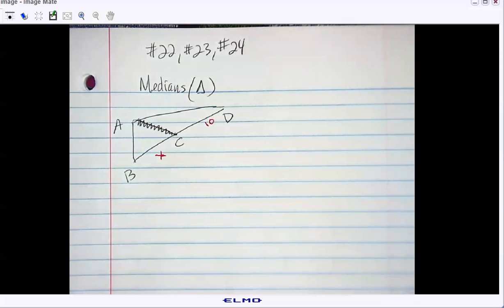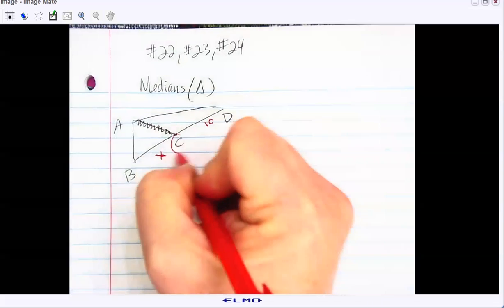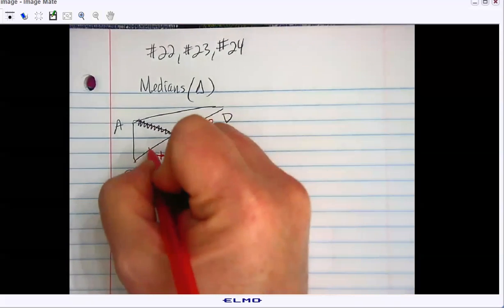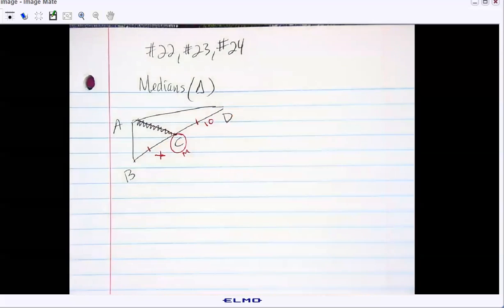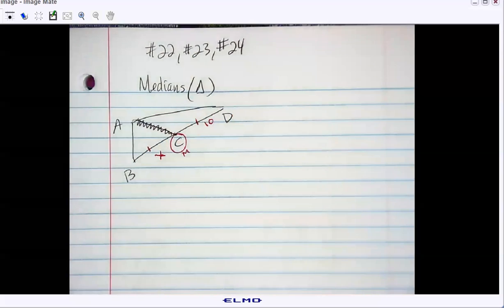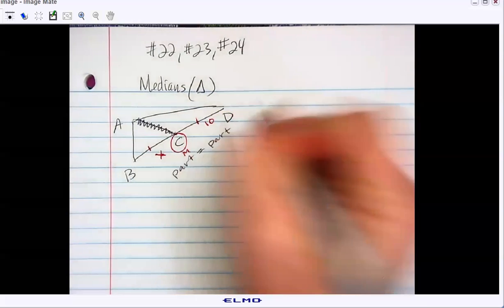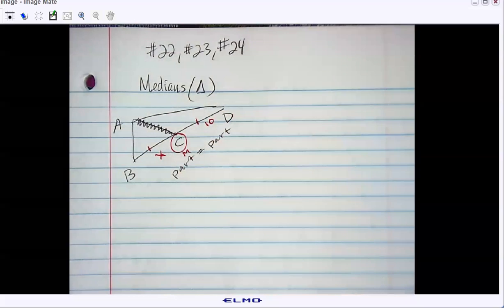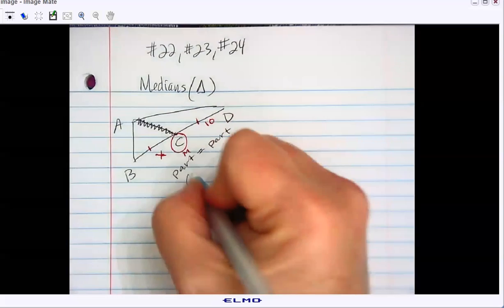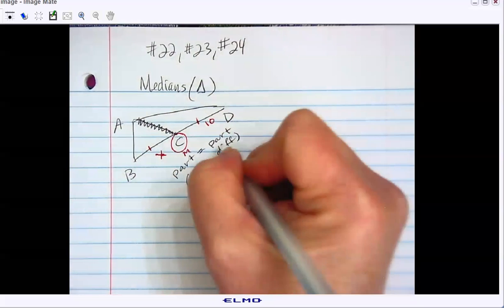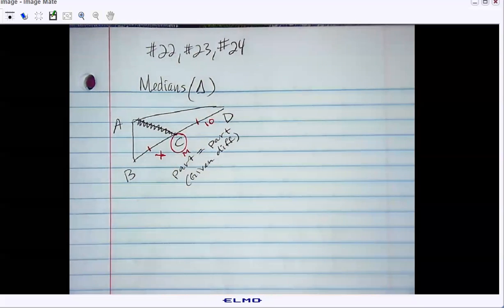And let me show you why. Because what we know about these two, if this is a median, that's a midpoint. So we know that this part equals that part. So this is where we get the part equals part. When they're given to you different, okay? That's your first clue that you're going to set them equal to each other.